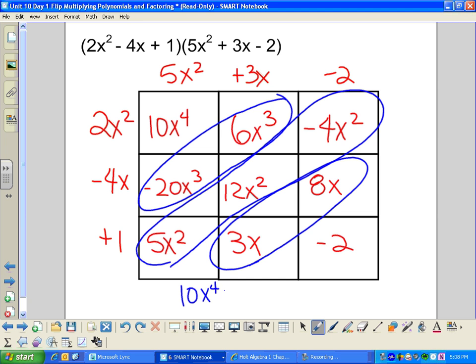10x to the 4th plus, let's see, negative 20x cubed and 6x cubed, negative 14x cubed, plus 5 plus 12 is 17 minus 4 is 13x squared. Is that right? 3 plus 8 is 11, plus 11x plus negative 2. Wow, we're smart. Look at what we figured out. That was great.